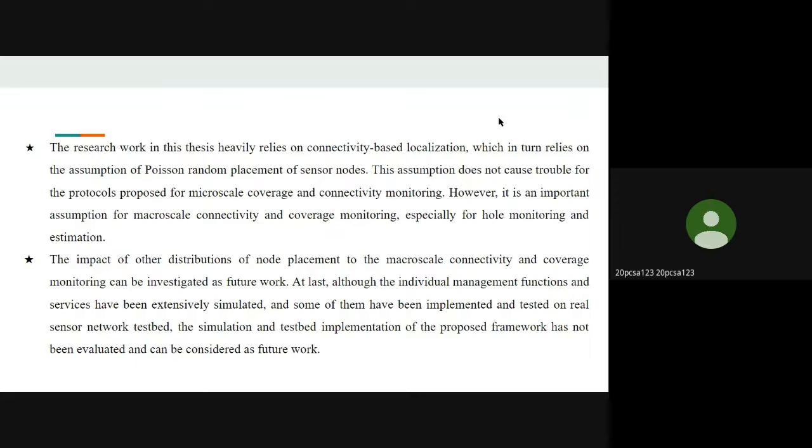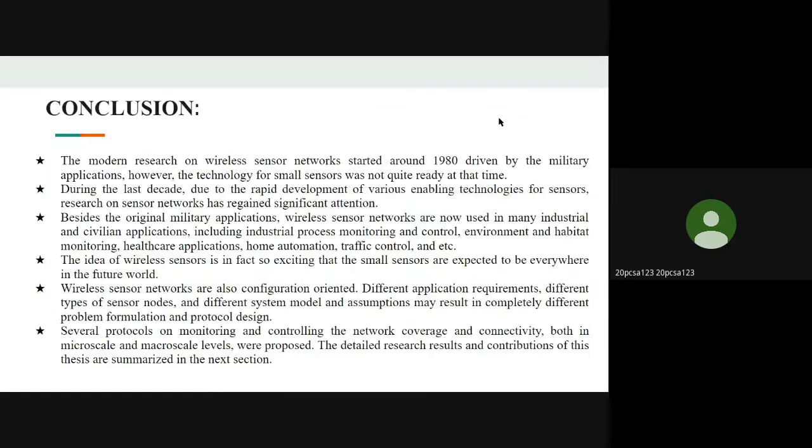At last, although the individual management functions and services have been extensively simulated, and some of them have been implemented and tested on real sensor network testbeds, the simulation and testbed implementation of the proposed framework as a whole has not been evaluated and can be considered as future work. And then we are coming to the last point of the conclusion.